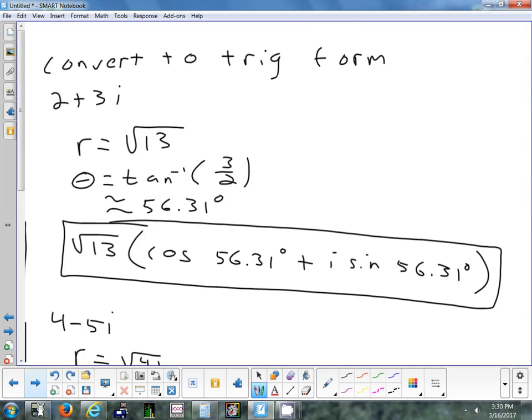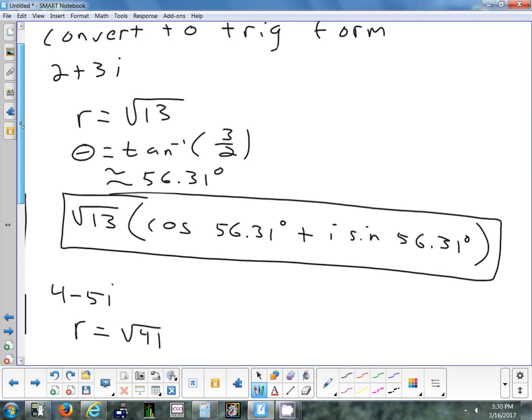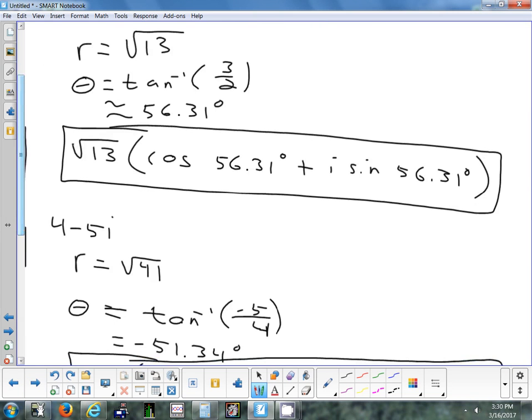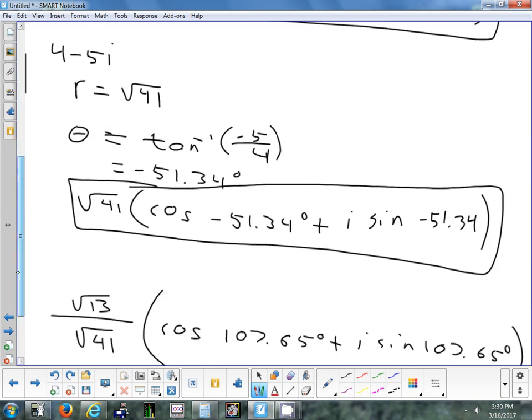So this problem really covered like 4 different things on the test: converting a number to trig form, doing either multiplication or division in trig form, and converting an answer in trig form to standard form. All those things are on the test, not necessarily in the same problem like I did here, though.